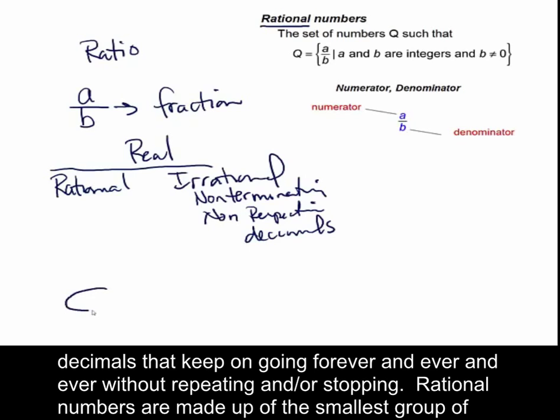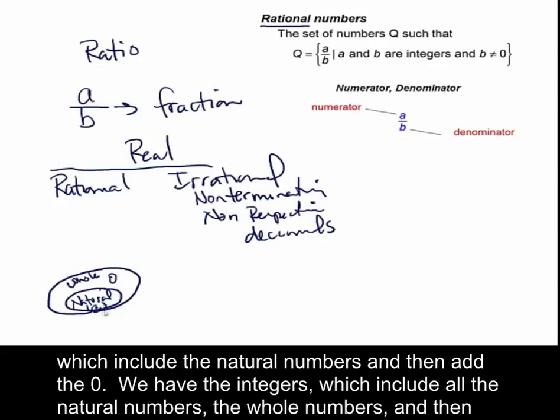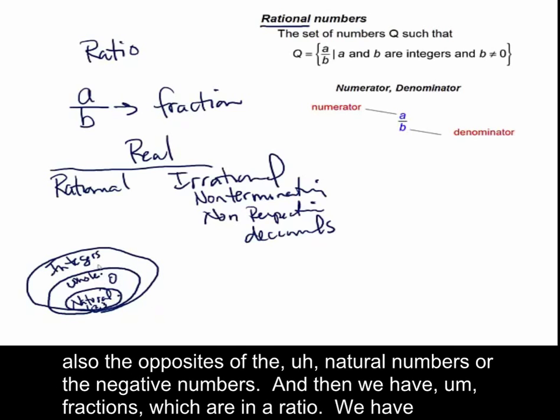Rational numbers are made up of, the smallest group of them are the natural numbers, and those are the 1, 2, 3 counting numbers, like little children learn how to count. We have the whole numbers, which include the natural numbers and then add the 0. We have the integers, which include all the natural numbers, the whole numbers, and then also the opposites of the natural numbers, or the negative numbers. And then we have fractions, which are in a ratio.